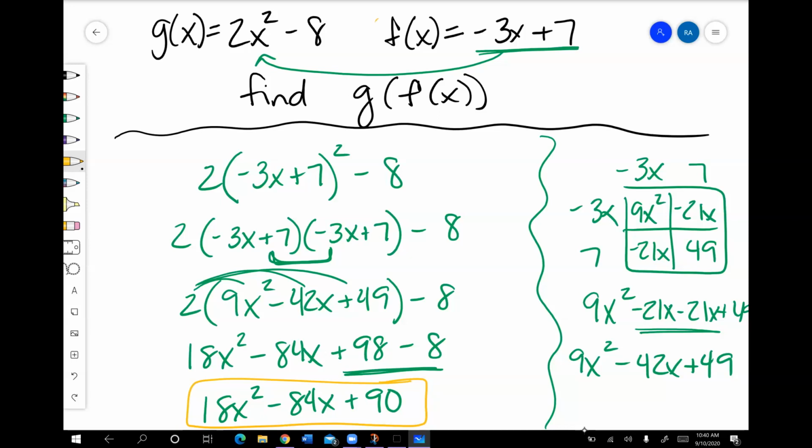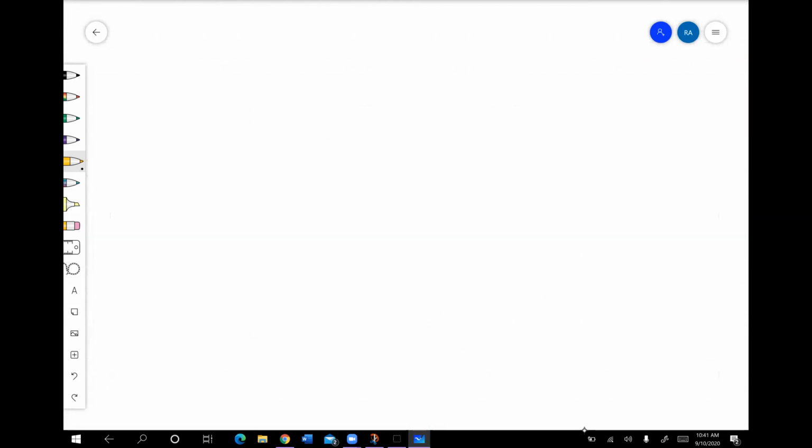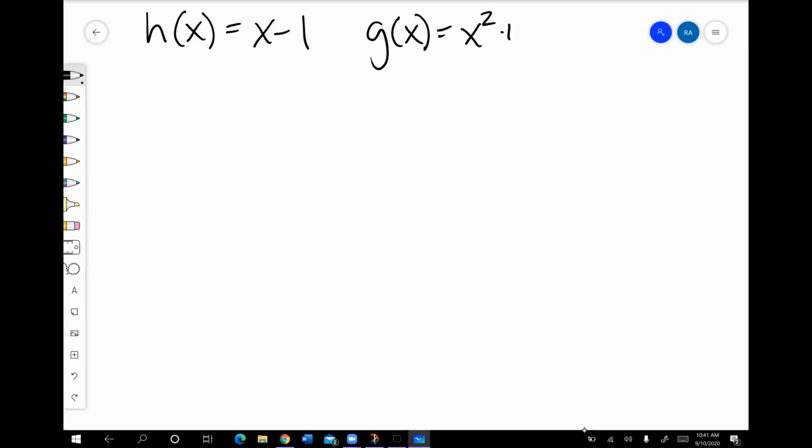All right. 2 more left. Okay? All right. So let's slide it over like this. All right. So we're going to have h of x is equal to x minus 1. G of x is equal to x squared plus 2x minus 8. And I want to find g of h of x.